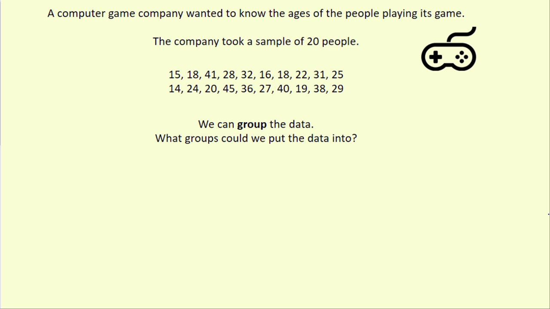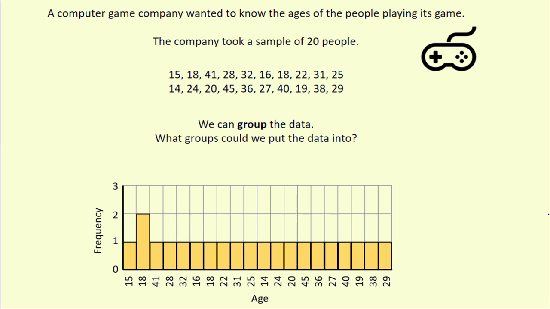Why would we group the data? The main reason we're going to group the data is because if we try to display that data on any type of bar chart, it would produce something that looked like that. Not very informative, a bit of a mess. So we're going to group the data into different class intervals.